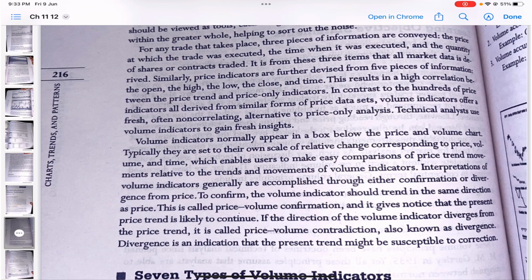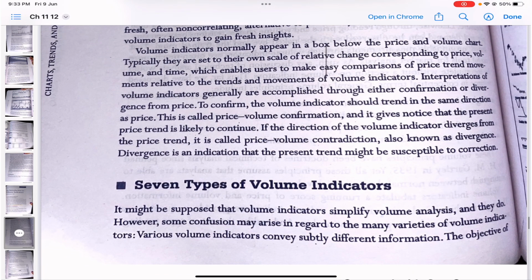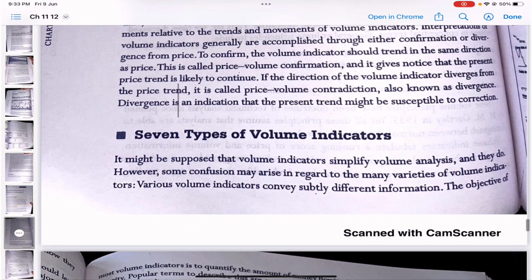Every indicator you have in the market is based on price. The only thing not based on price is the volume. So you need to correlate both of them: use some indicator for the price, use some indicator for the volume, and make sure that both match before you enter into a trade. Volume indicators normally appear in a box below the price and volume chart. Typically, they are set by their own scales. Do you know what divergence is? Divergence means opposites. When the price is rising and the volume is going down, that is a divergence.